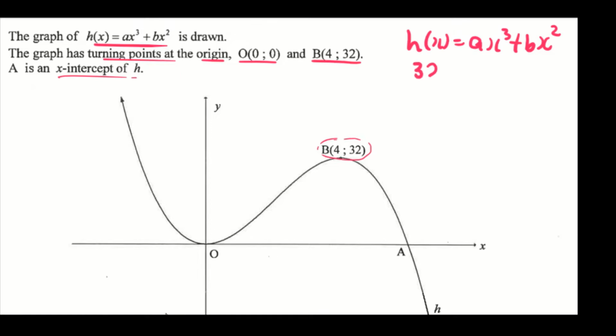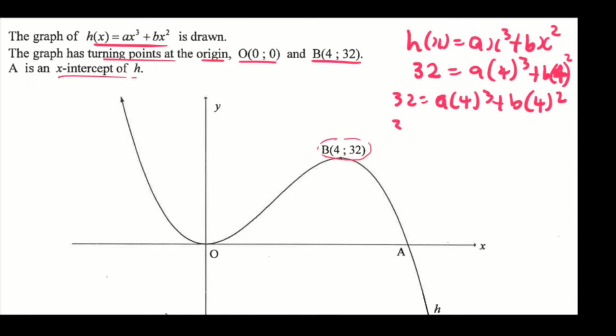So here we're going to write 32 equals a into 4 to the power of 3 plus b into 4 to the power of 2. Let me write it nicely. So 32 equals a into 4 to the power of 3 plus b into 4 to the power of 2. So 4 to the power of 3 is going to give you 64a plus 16b. So this would be your equation 1 for this problem.